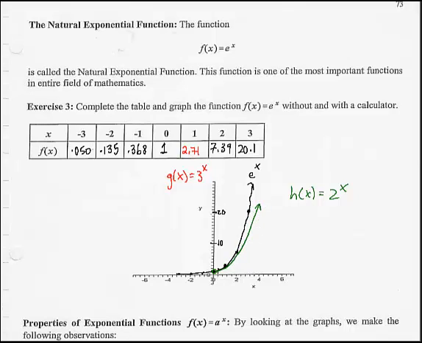On the other hand, if I were to graph 3 to the x, it would still pass through 1, and it would fall just above e to the x, probably a little bit closer, but 3 is bigger than 2.71, and so it would increase more rapidly than e to the x.